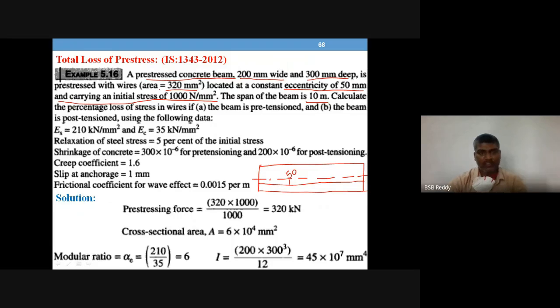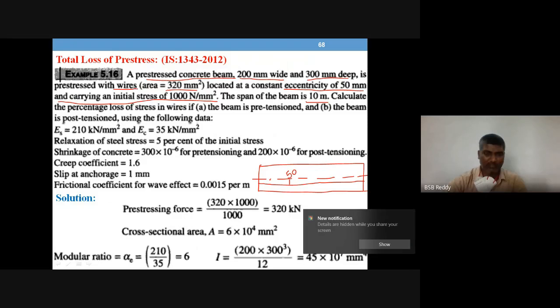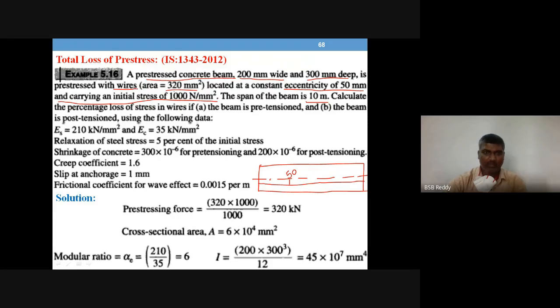The problem doesn't say there are so many wires. It only gives you the cross-sectional area of the tendons. It is not like a number of wires with a particular diameter; that could also be the option. In this case, you are being given the cross-sectional area. The span is 10 meters.